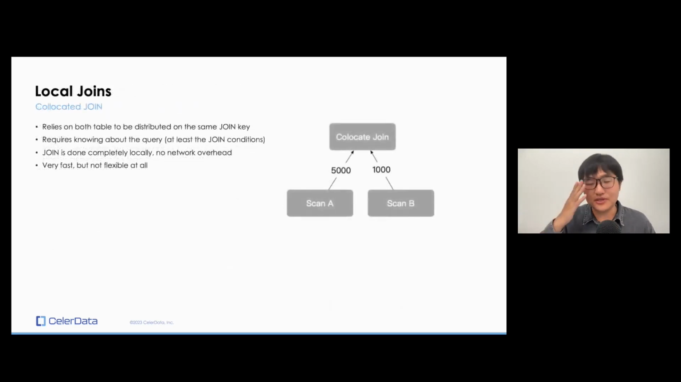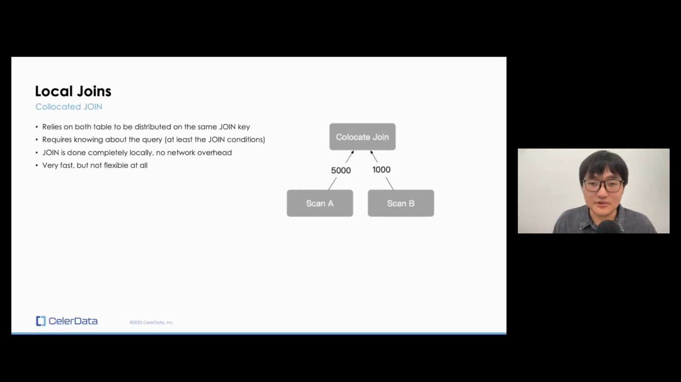And let's look at some different joins. First is the collocated join. And actually, a lot of people call this a local join, right? This relies on both tables being distributed on the same join key before the data is ingested. So if everything is distributed on the same join key, during the join there's no need to move any data around, right? Each node can just do its part of the joining, gather the result, and return it, and that's all. And this is very fast because there's no network overhead.